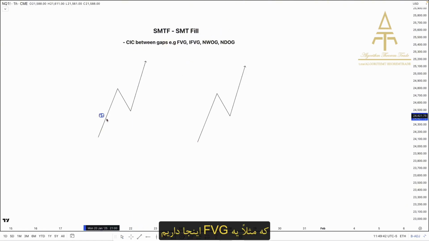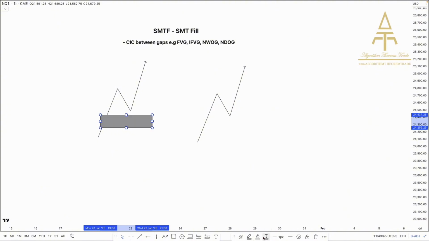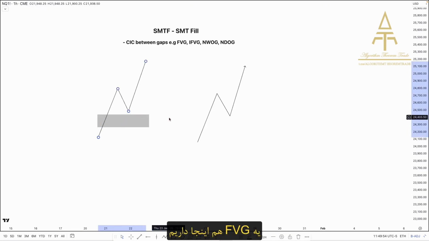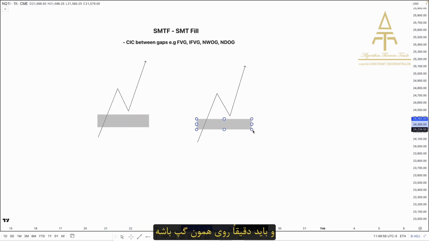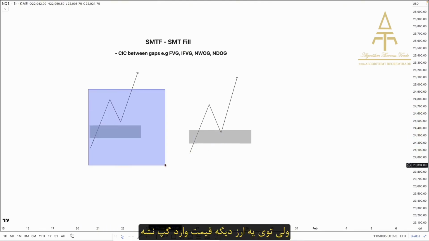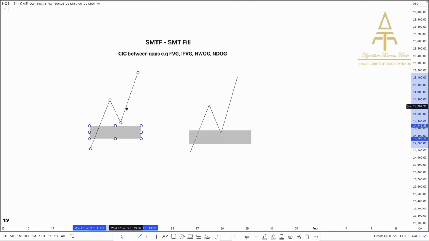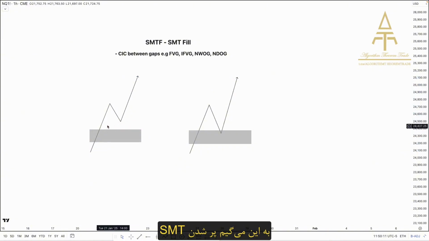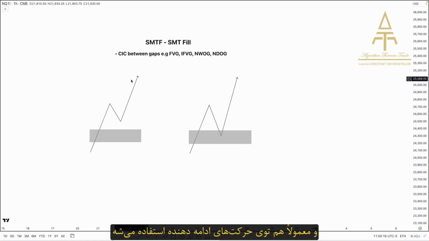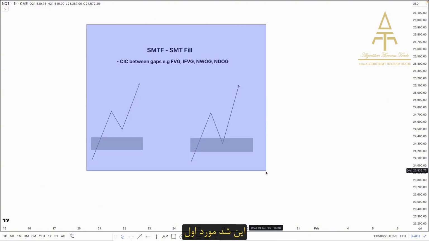Well, we have a fair value gap here. We have our fair value gap here. And on the same gap, it must be the same gap, price is trading into it on one asset, whereas it's not being traded into on the other asset. Okay, this is SMT fill. This cracking correlation will cause price to reverse, and you will most commonly use it on continuations. Okay, this is the first one.